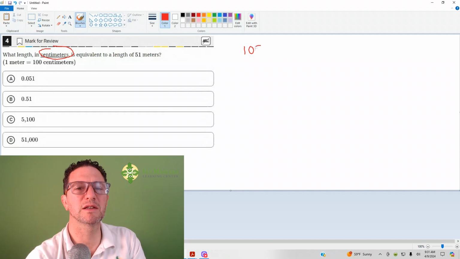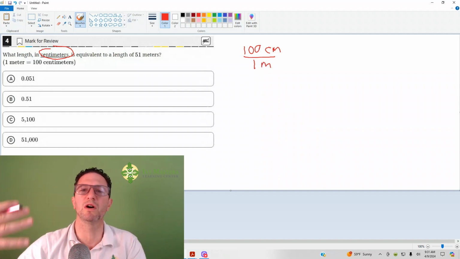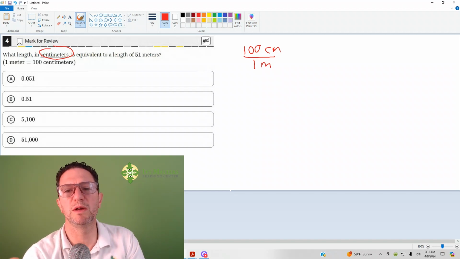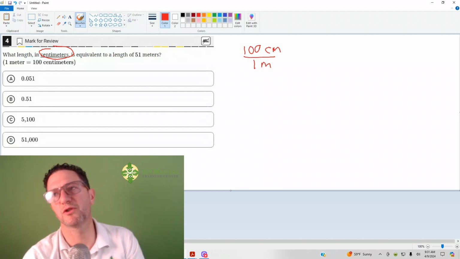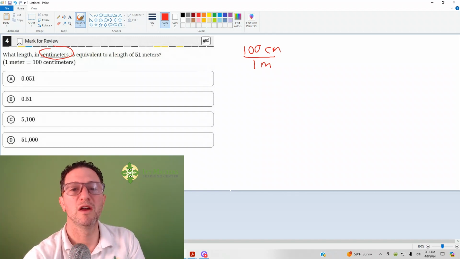That has to be on top. So we've got 100 centimeters. I'm going to put cm for centimeters. And you can put it over 1 meter whenever things are equivalent. Just like you can put 2 over 2, it reduces to 1. Multiplying by 1 doesn't change the value. Since 100 centimeters equals 1 meter, you could put 100 centimeters over 1 meter or 1 meter over 100 centimeters without changing the value.